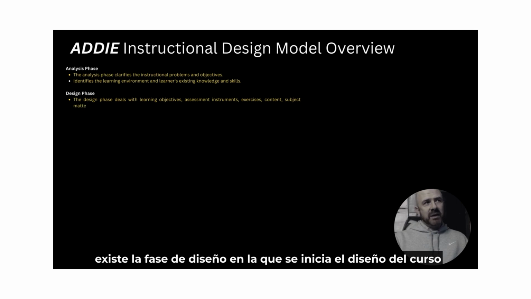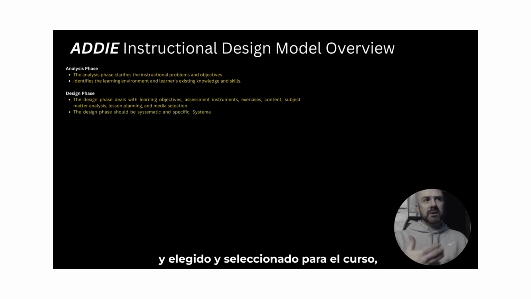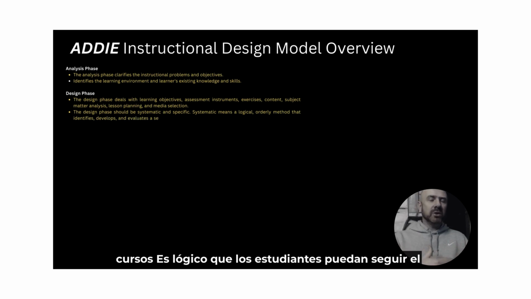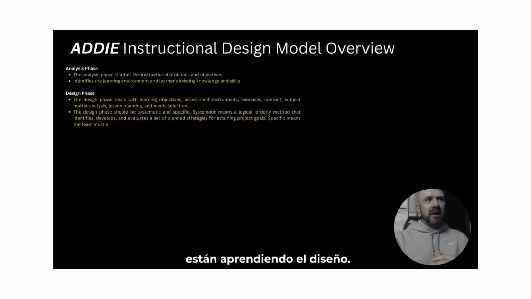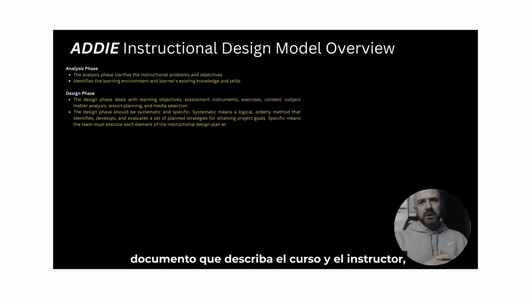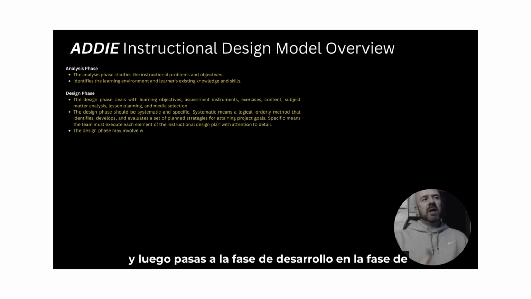There is the design phase, in which the design of the course begins. Learning objectives, assessment instruments, exercises, and content begin to be looked at and selected for the course. This needs to be systematic and specific so that it's targeted for specific courses and it's logical. Students can follow along with the process and understand the design of the structure of their learning. The design phase may also involve writing and creating a document which outlines the course and the instructional objectives of the course. And then you move into the development phase.